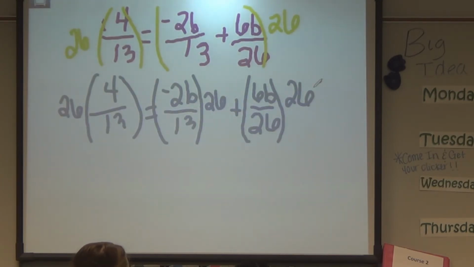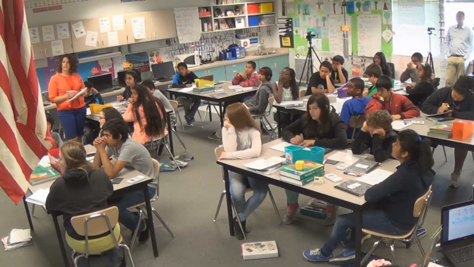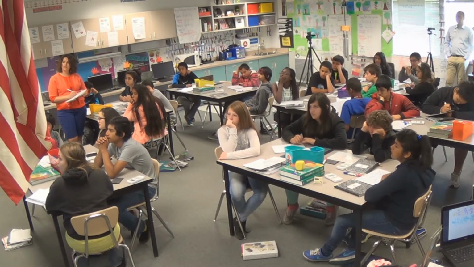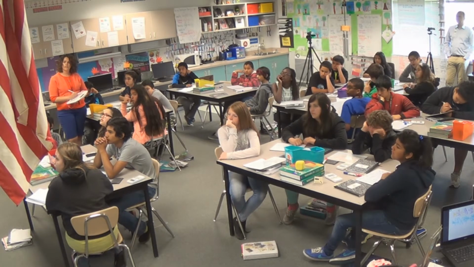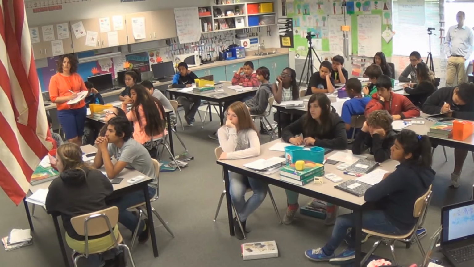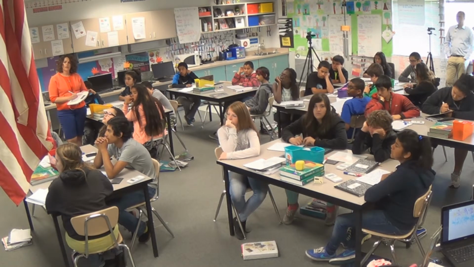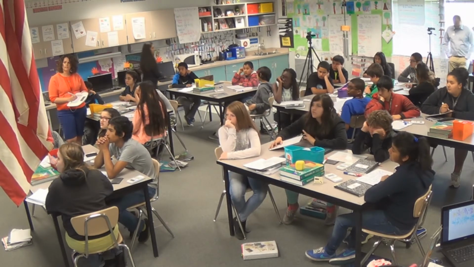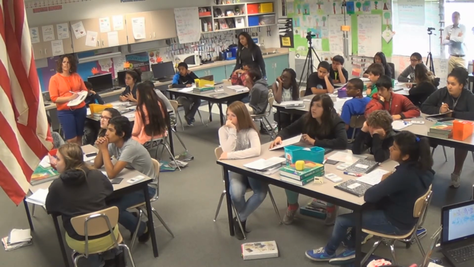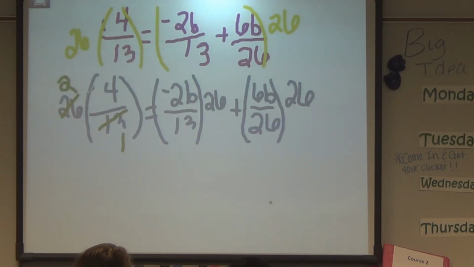What am I going to do next? Divide. Okay, what am I going to divide? 26 can go into. I'm cross canceling, right? 13 divided by what? 13 divided by 13 is 1, and 26 divided by 13 is 2. Okay, so now what do I do? 2 times 4, because I've got to get rid of these fractions. It's 2 times 4, 8.